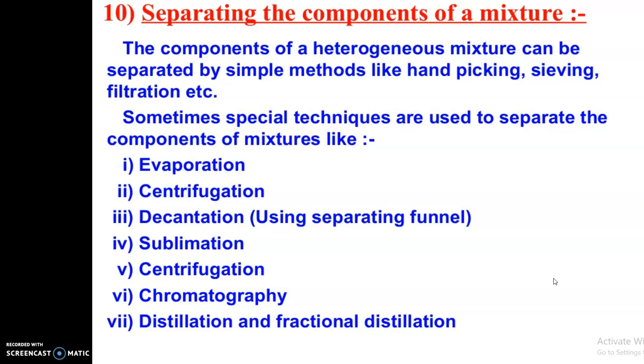Another important thing in this chapter is the separating of the components of a mixture. There are several separating methods. We know heterogeneous mixtures can be separated by simple methods like hand picking, sieving, filtration. These all you can see in your home. Sometimes we need special techniques to separate the components of a mixture, that are evaporation, centrifugation, decantation, sublimation, chromatography, distillation and fractional distillation. These are the special methods.